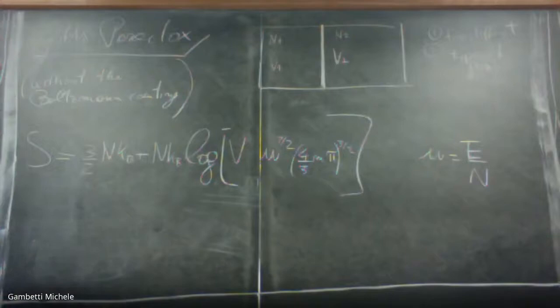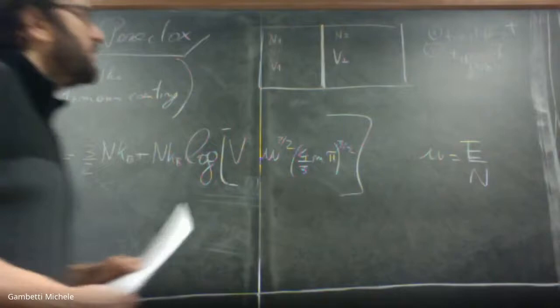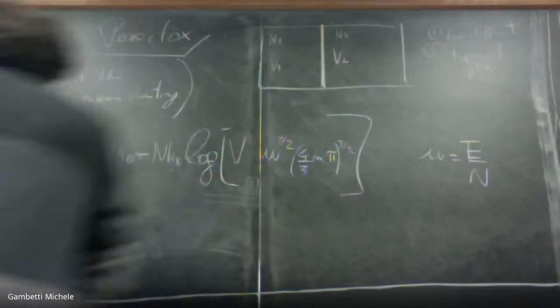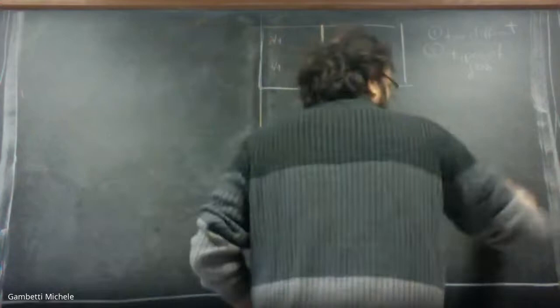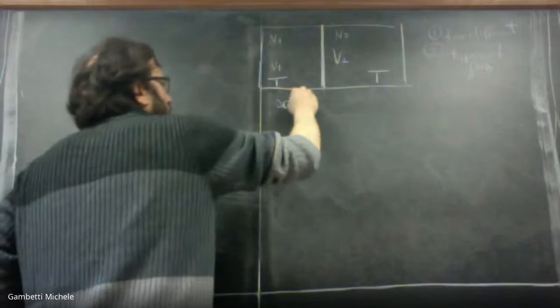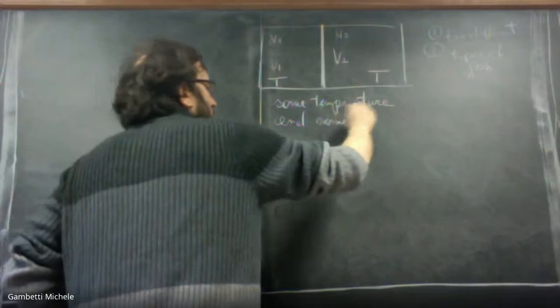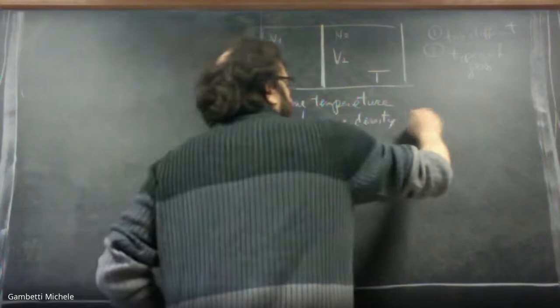So, for instance, there could be two different atomic species, or they can have some other quantum numbers, okay? Or the easiest thing is that they have a different mass, for instance. And let us assume also that these two gases have the same temperature, so T and T, so same temperature. And let us consider the two gases to have also the same density. So N1 divided by V1 is equal to N2 divided by V2.